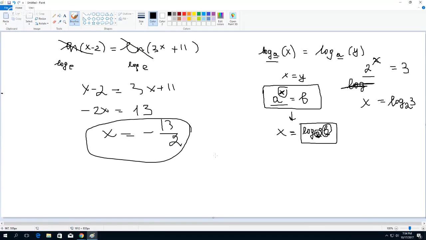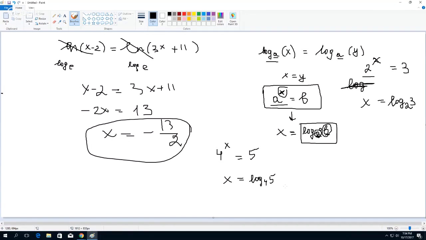Okay, so let's do this one. Logarithm base 4 of x equals 5. What is x? X would be equal to log base 4 of 5. Exactly. Awesome. Now, okay. Here, find logarithm base 4 of 16.